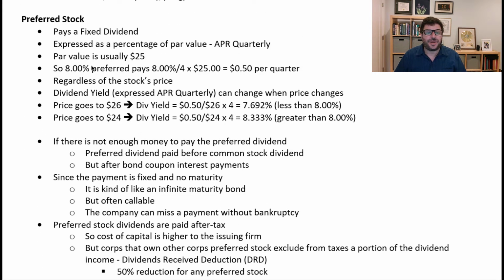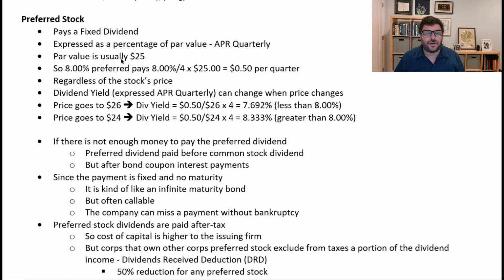And preferred stock pays a fixed dividend, and it's expressed as a percentage of the par value of the preferred stock on a quarterly basis. So for example, 4% preferred actually pays 1% every quarter, 8% preferred pays 2% every quarter, and that's always the rule. And that's very similar to how they do it with bonds, where it's semi-annual APR. For preferred stock, it's quarterly APR.